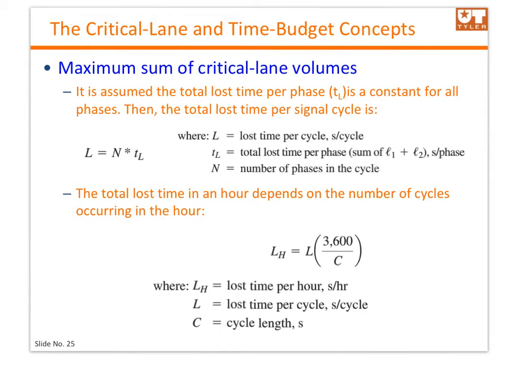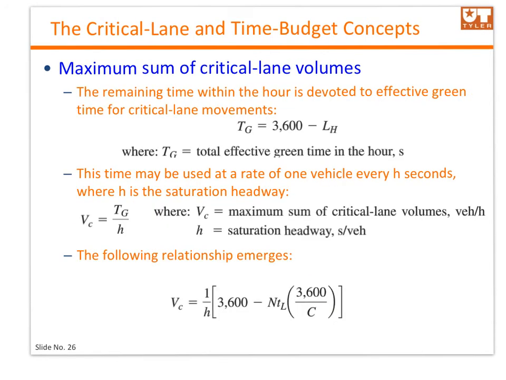But again, the C, which is the cycle length, may vary between 30, 90, 60, or even up to 120 seconds. So we need to know the cycle length. Now we can divide 3600 by the cycle length and multiply that by the total lost time per cycle to give us the overall lost time per hour. And the units are seconds per hour.